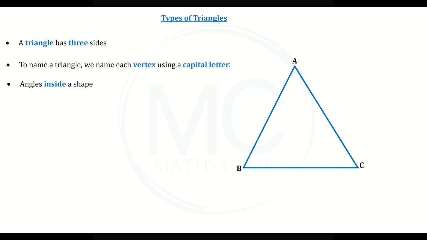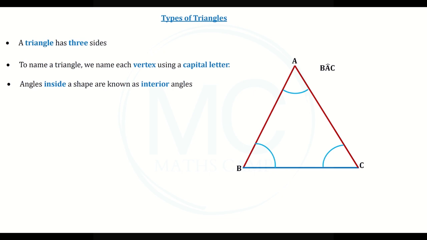The angles inside the shape are known as interior angles. So let's draw an interior angle inside A, inside B, and inside C. Now, there are three ways to name an angle. First, we can name it by the sides that created it. To create the angle at vertex A, we go from B to A and then to C. So we can call this angle up here BAC.